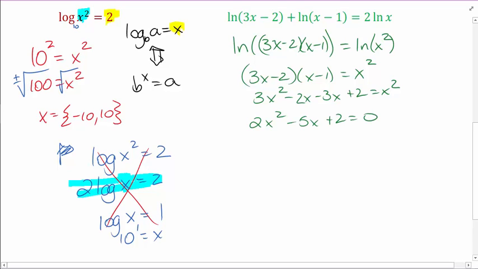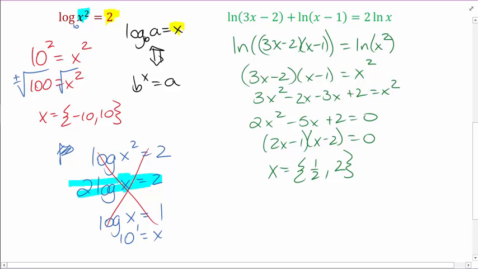Hopefully this factors. If it doesn't, I would have to use the quadratic formula, but it does. I get 2x minus 1 times x minus 2. That's going to equal 0. I'll get 2 solutions, positive 1/2 and positive 2. I need to be careful to always plug back in here and consider the domains.